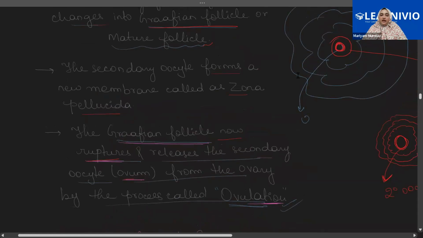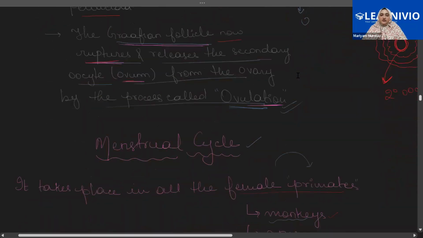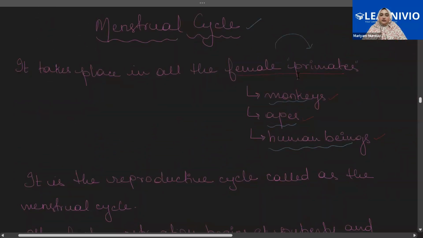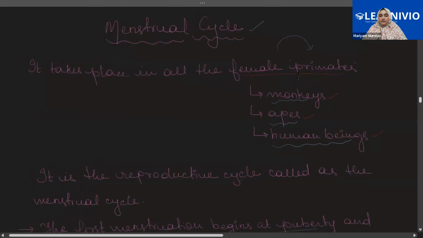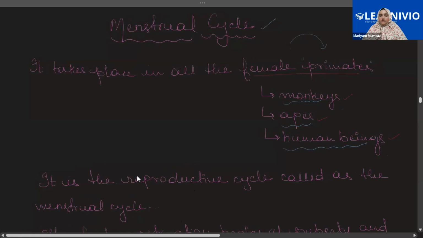Okay, so you people have to write from ovulation, the menstrual cycle. Starting from the menstrual cycle.